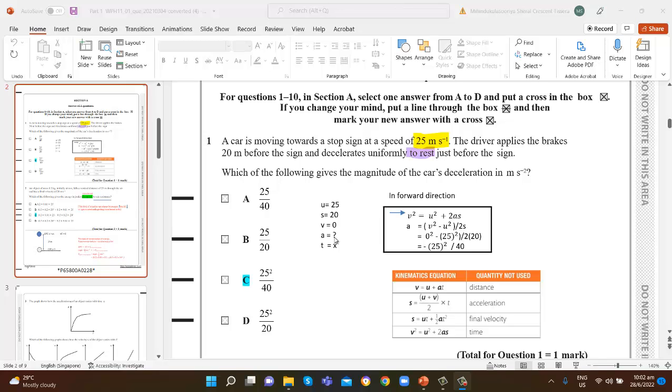So t is not given. Here I want to tell you one thing. All the motion equations, the kinematic equations I have given, those equations are vector equations. So you know what a vector is: magnitude and direction are there. A scalar has only the magnitude. So you have to specify the direction when you are using these equations.